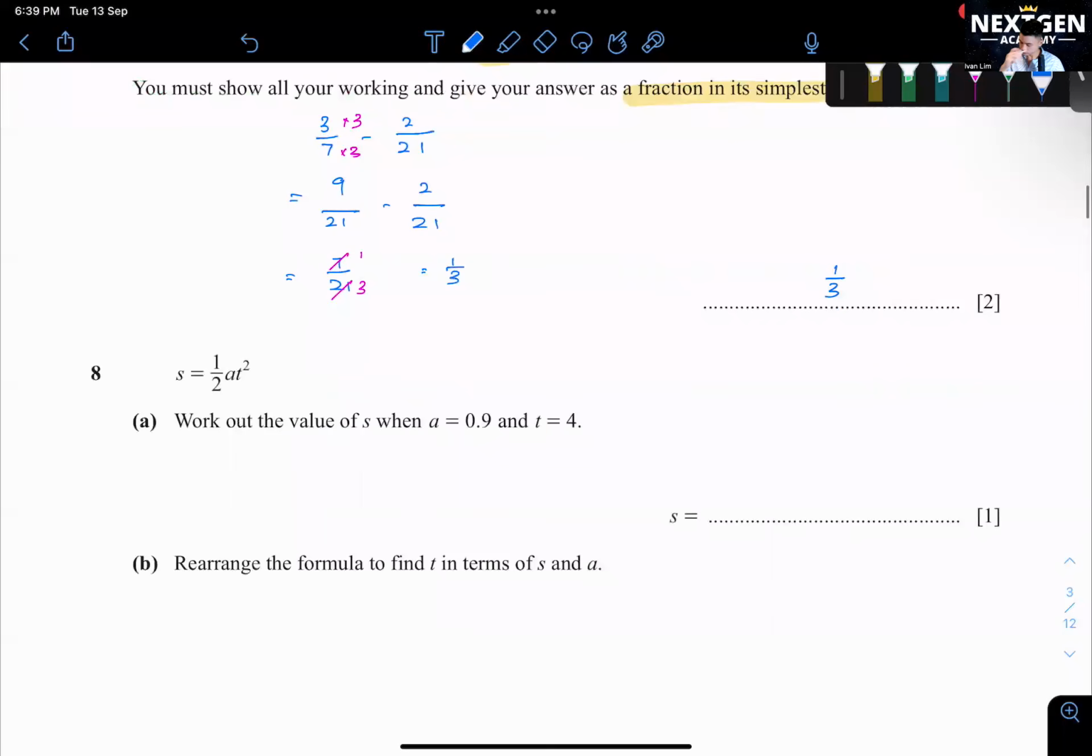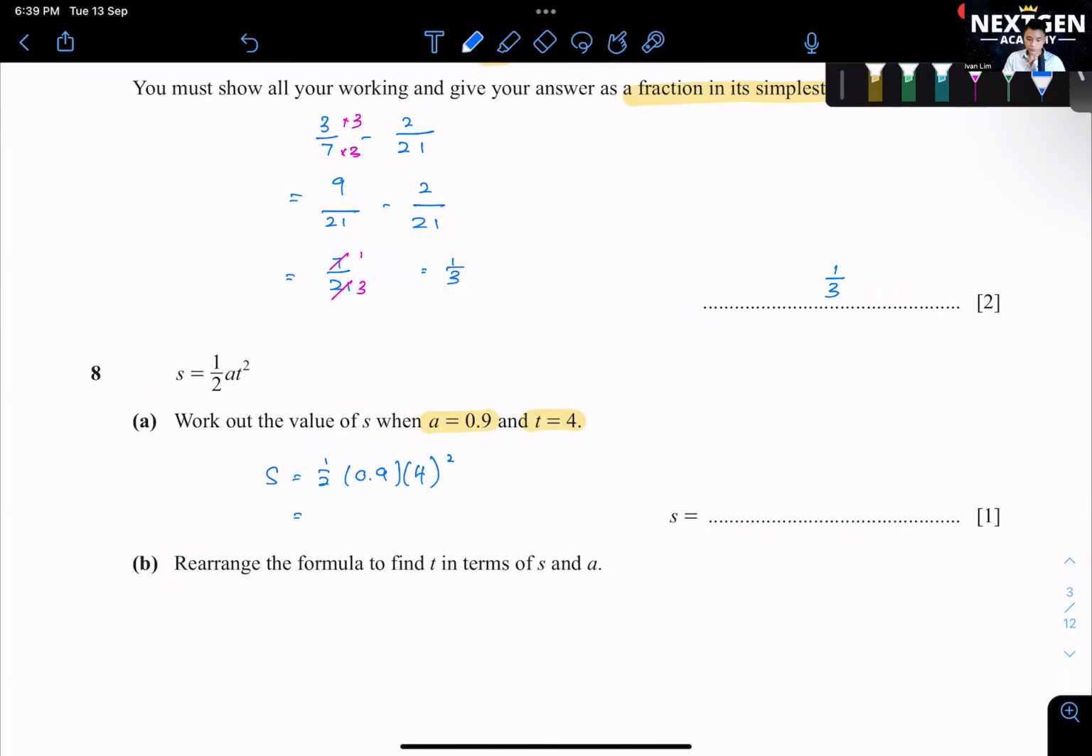Next question. S equals 1 over 2 at squared. Work out the value of S when a equals 0.9 and t equals 4. So what we need to do is just sub in the value. So 1 over 2, 0.9 times 4 squared. Type this in the calculator.